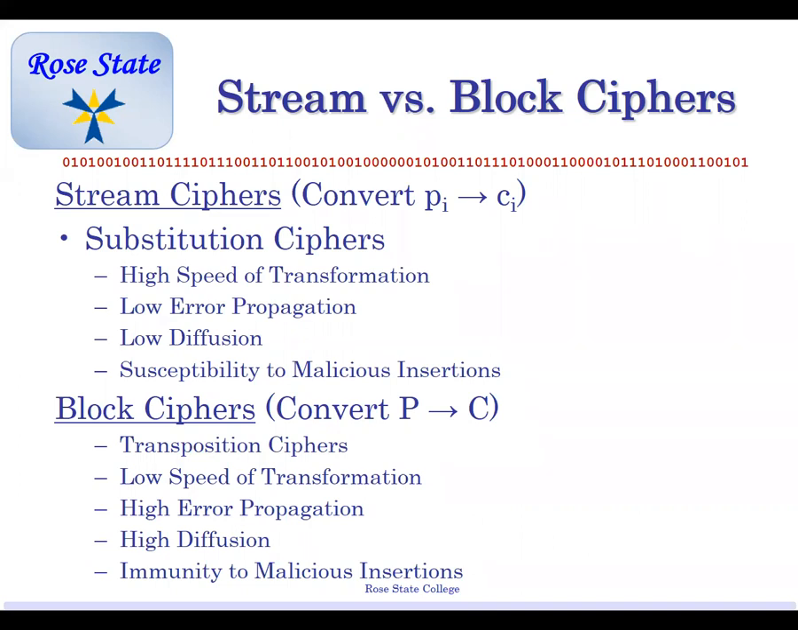Now, block ciphers, on the other hand, we no longer encrypt letter by letter. We wait till we get an entire block. Okay. Could be like a transposition cipher or DES or even AES. They're all block ciphers. So low speed of transformation. In other words, I can't just pretend you're typing.